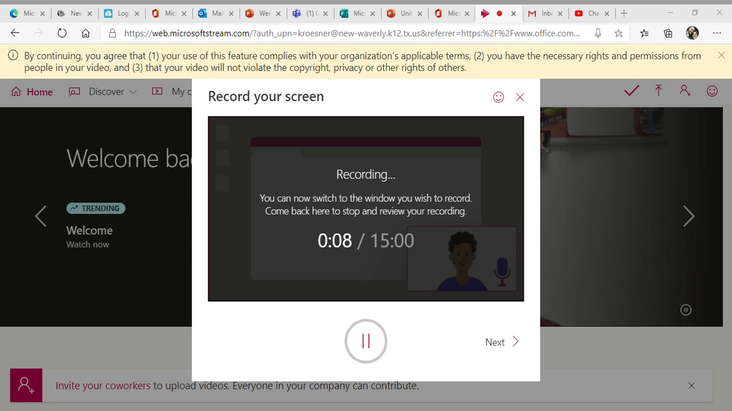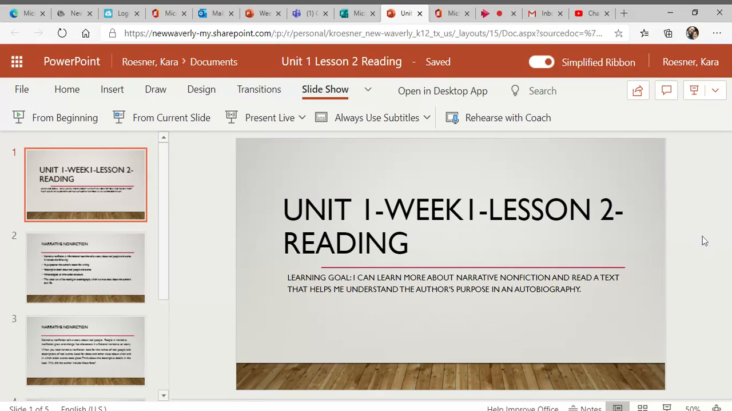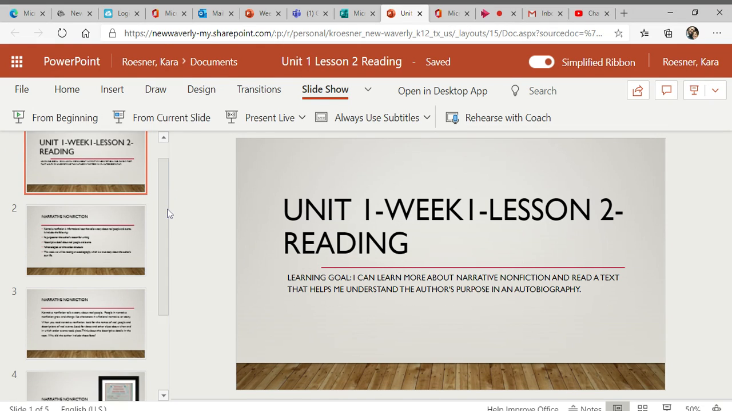There's not an assignment to go with this one, but I want you to follow along with the PowerPoint because it is leading us into tomorrow's lesson, and we will have a reading assignment tomorrow over what we're going to talk about. So I'm going to go to the PowerPoint. Here we are at Unit 1, Week 1, Lesson 2, Reading.